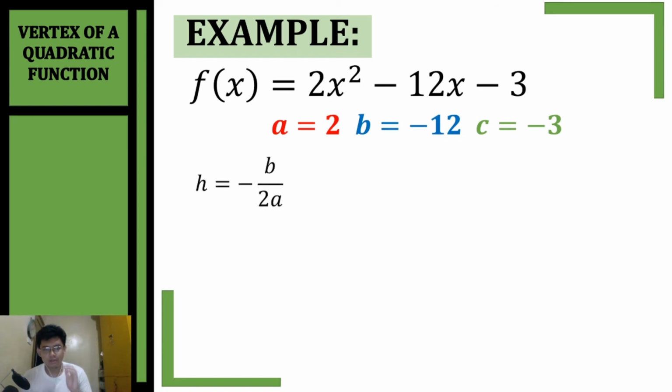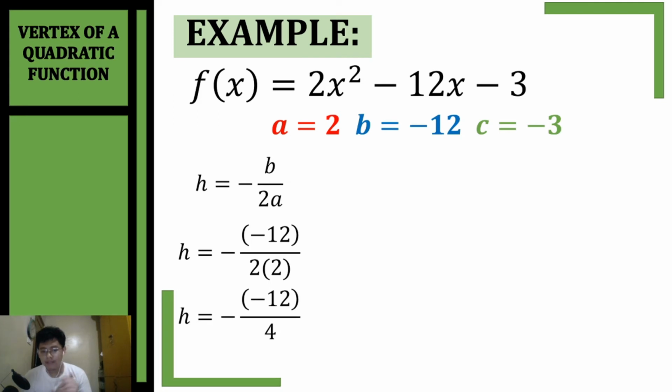Okay, so using the formula negative b over 2a, we substitute the values of a and b. So we will have negative 12 over 2 times 2. Simplifying that, we will have negative 12 all over 4. So negative times negative is positive, and then 12 divided by 4 is 3. So our x-coordinate of our vertex will be 3.